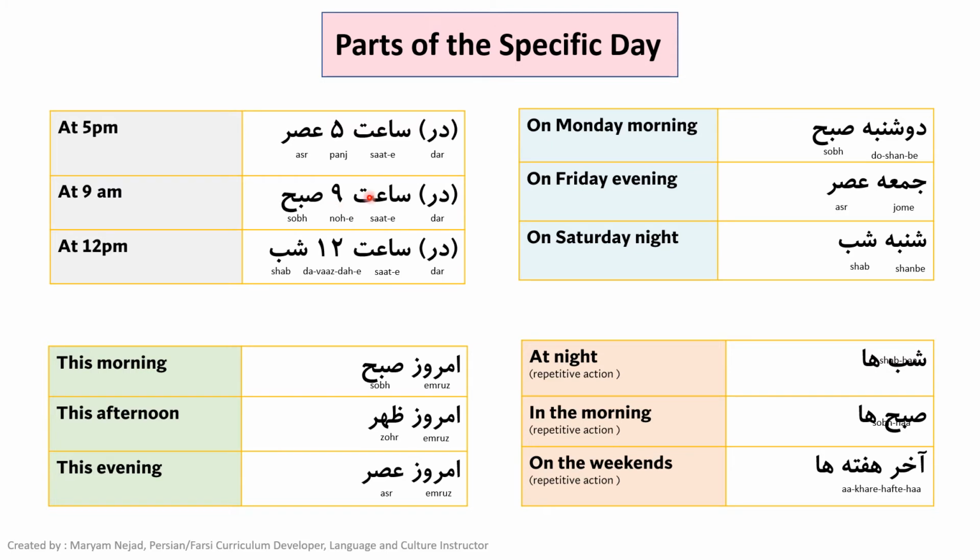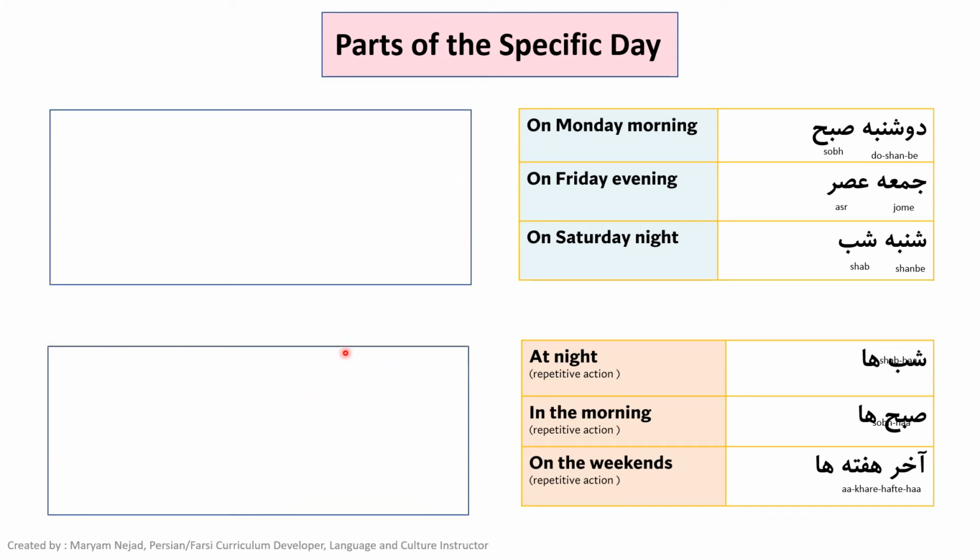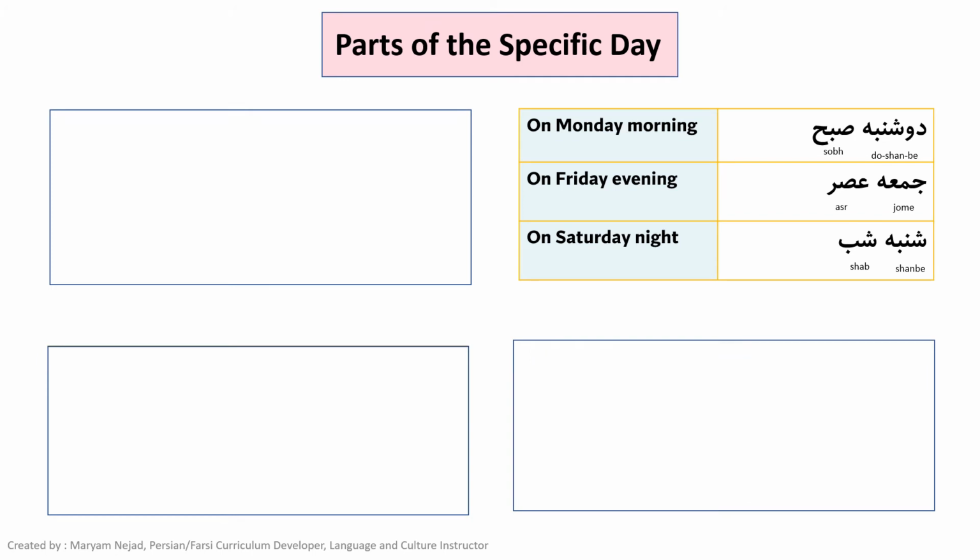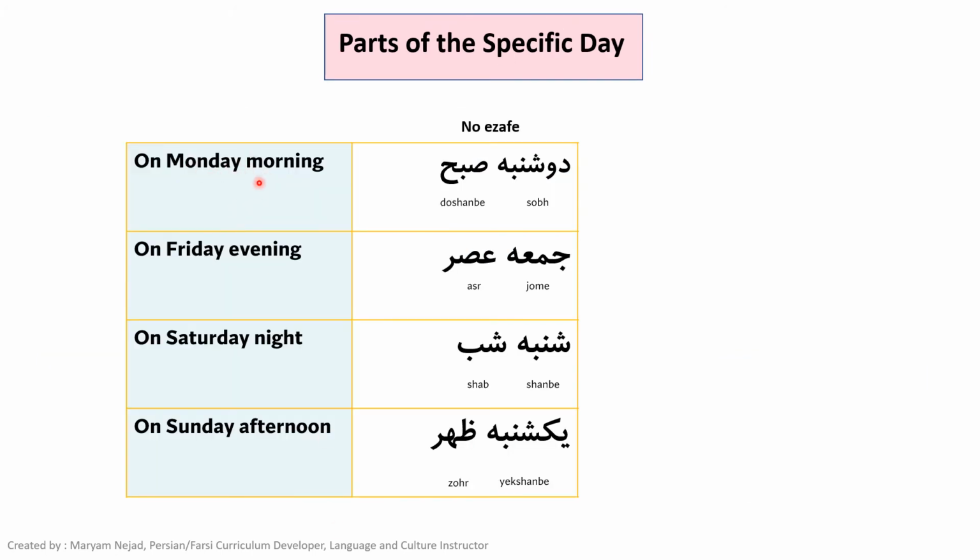Alright, so we covered this category, and now let's go over this one. Now we want to say these phrases in Farsi. We want to say, for example, on Monday morning or on Friday evening. So this one is pretty easy. We actually don't need to have a preposition. We just say the time. For example, Monday morning, دوشنبه صبح, but there's no اضافه. So دوشنبه صبح. Friday evening, جمعه عصر. Saturday night, شنبه شب. Sunday afternoon, یکشنبه ظهر.